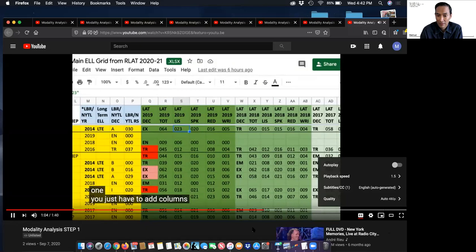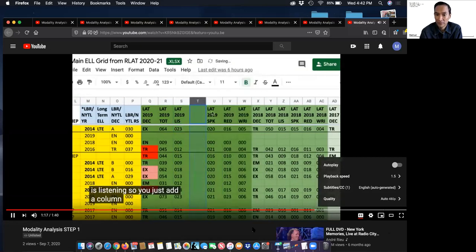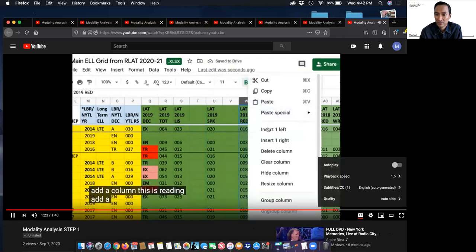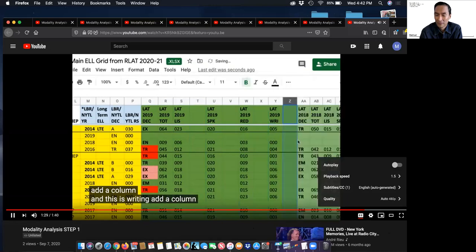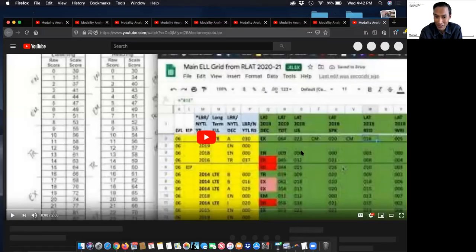You just have to add columns on your RLAT analysis next to each modality. For example, here, this is listening, so you just add a column. This is speaking, add a column. This is reading, add a column. And this is writing, add a column there. All right, it looks very simple. I just added columns on an Excel spreadsheet. Some people don't know how to do that. Now it gets more interesting.